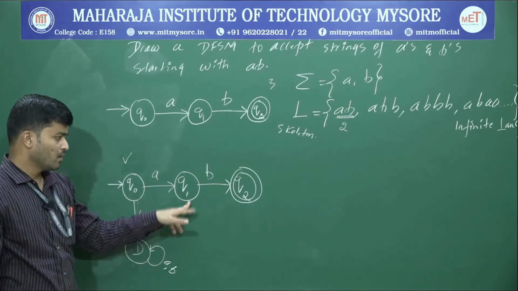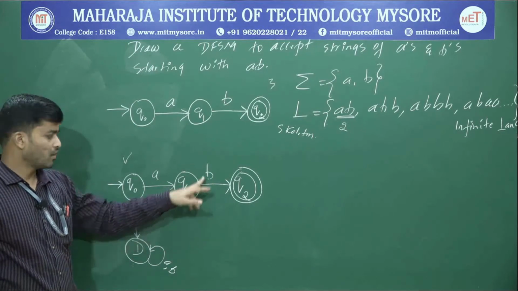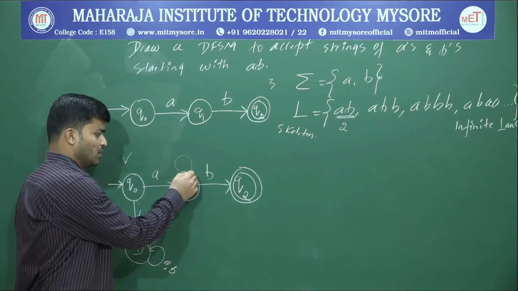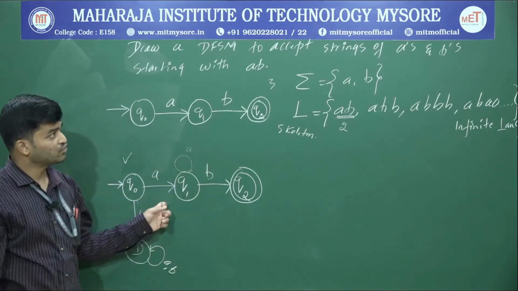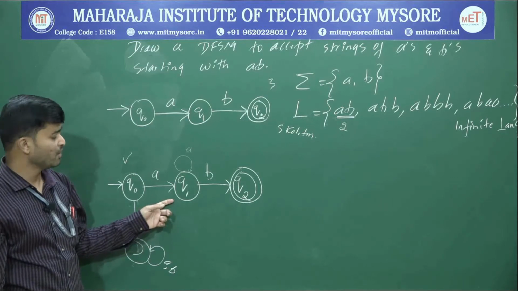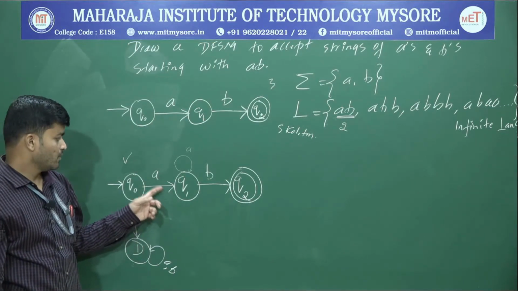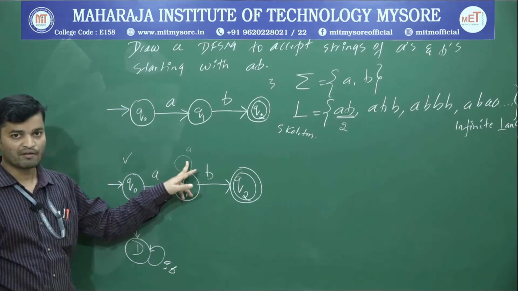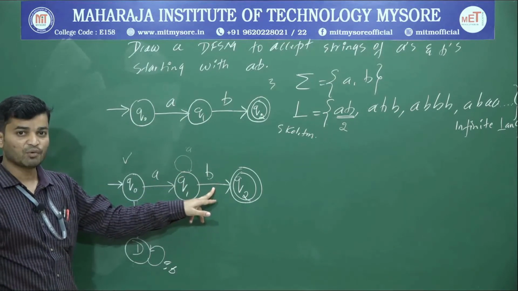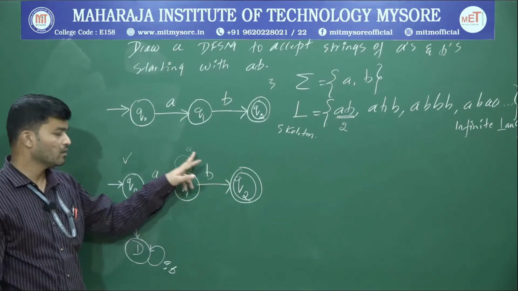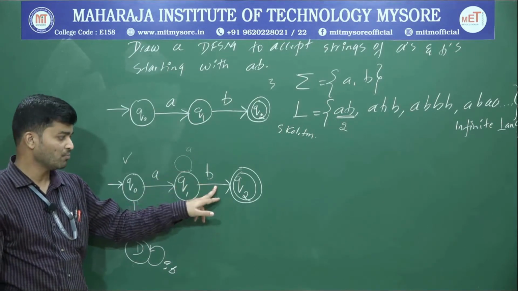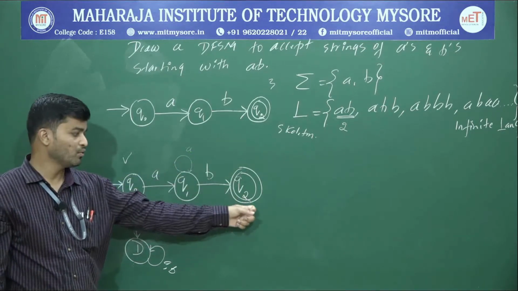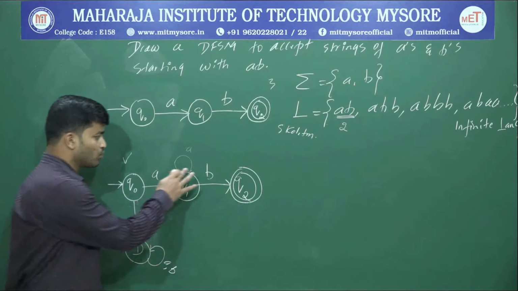Next, go to Q1. So already there is a path for B. Now I have to give a path for A. What is the first option? The first option is a loop upon A. The string should start with AB. Correct, right? Now if I go with a loop upon A, what will happen? A, then n number of A's, then B. Now the string is not starting with AB. Why? Because after 1 A, then n number of A's, you will get 1 B before going to the accepting state. Therefore, a loop is also not a valid option.